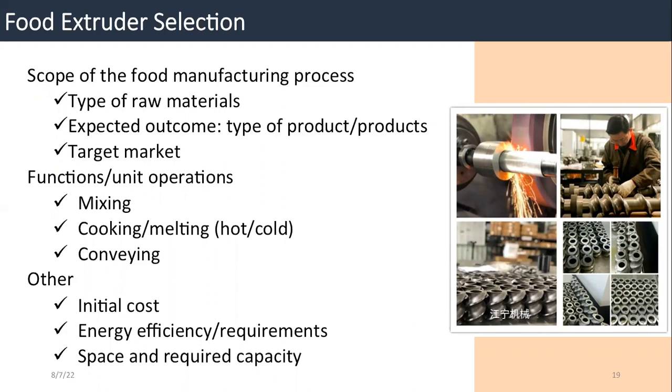I'm going to discuss three major factors when we are selecting raw material extruders. I'm going to summarize the factors into three categories. First the scope, the second one is functions, third one is other factors. Scope of the manufacturing process is important.